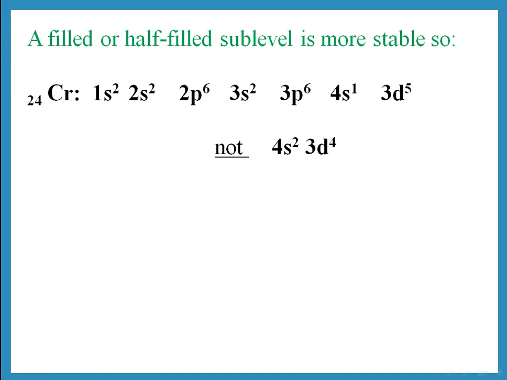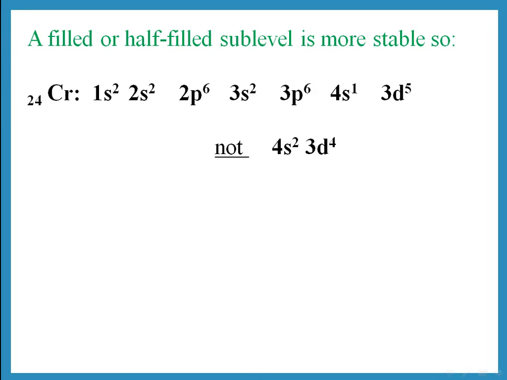Okay? Now, there are exceptions. So chromium, for example, has 24 electrons. Now, how do we distribute them? You should realize that if the sublevel is filled, or if it is half filled, it is more stable. So a sublevel will tend to be filled or half filled. So chromium, for example, we were supposed to write 1s2, 2s2, 2p6, 3s2, 3p6, 4s2, 3d4.